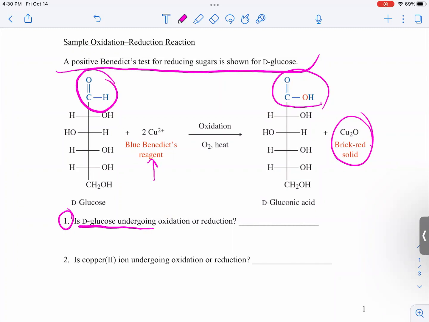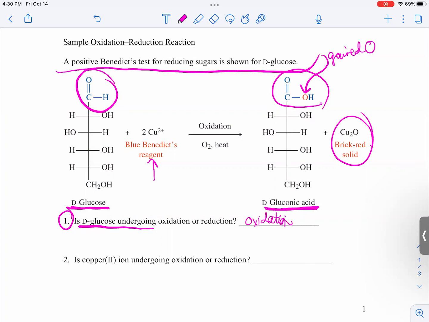So the D-glucose is going to become gluconic acid. So what happened here? It gained an oxygen. Do you see that? You gained an oxygen. So is that oxidation or reduction? Well, that's oxidation.